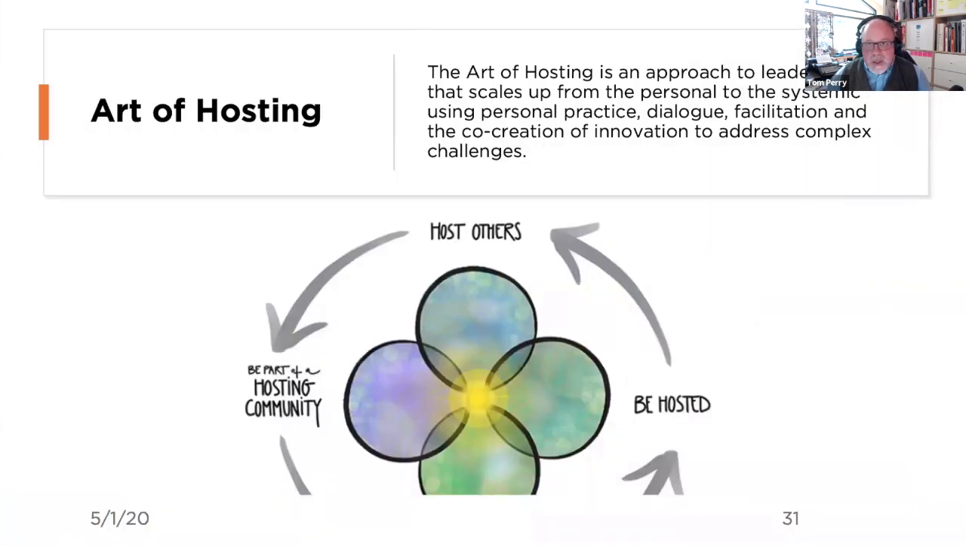Art of hosting was completely new to me, had never heard of this before, but it's an approach that feels very community based. It's about creating these hosted sessions where you host others, they host you, you create these hosting communities. So it's scaling up and down from the personal to the organization. And so this is one that I think probably, at least on my part, bears further investigation because I had never heard of it.